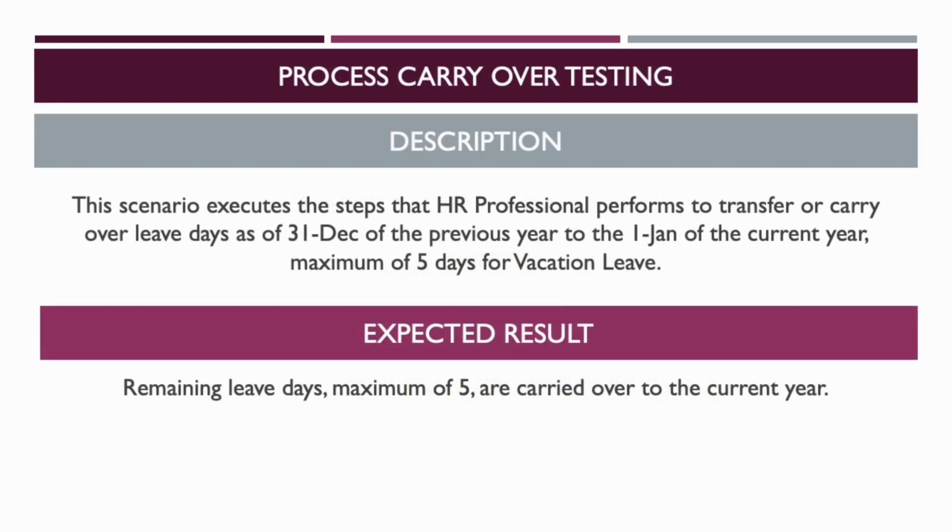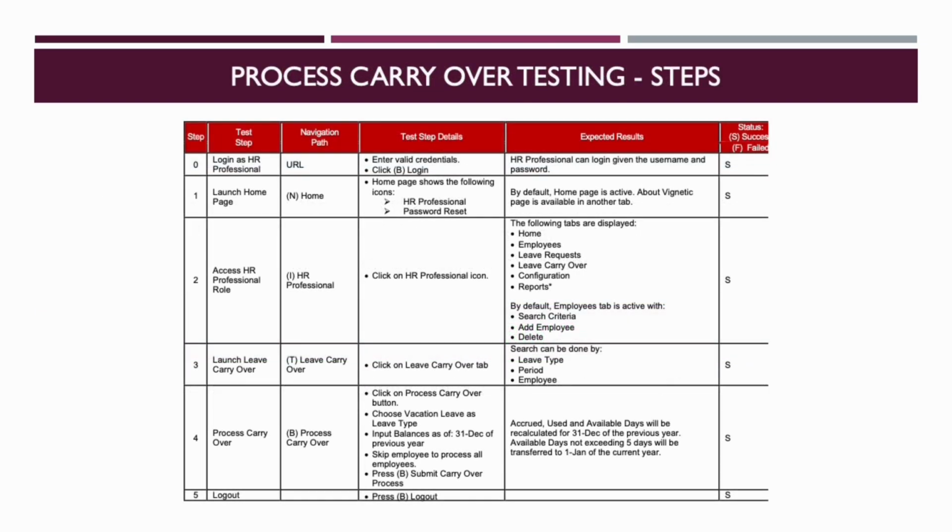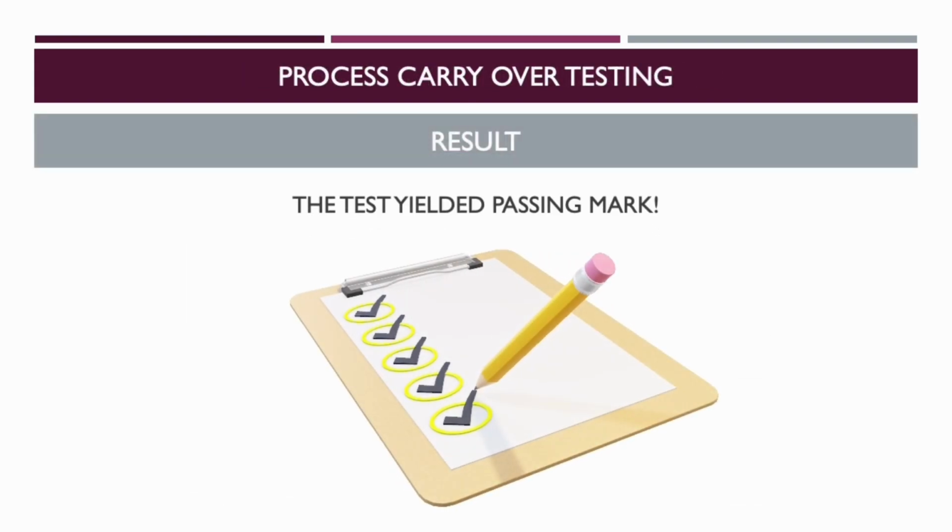Next, we have process carryover testing. This scenario executes the steps that the HR professional performs to transfer or carry over leave days as of December 31 of the previous year to the January 1 of the current year. Maximum of 5 days for vacation leave. Expected result. Remaining leave days, maximum of 5, are carried over to the next current year. These are the steps used in processing carryover testing. And of course, the result, the test yielded a passing mark.